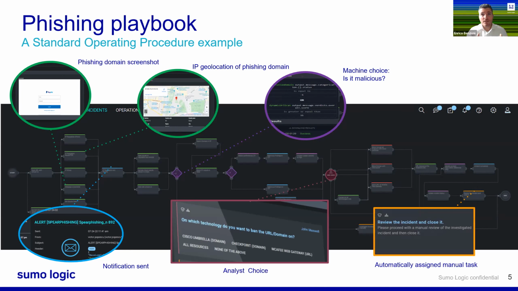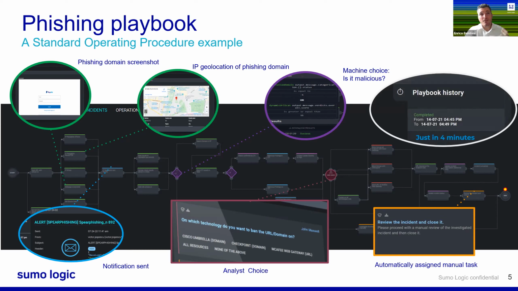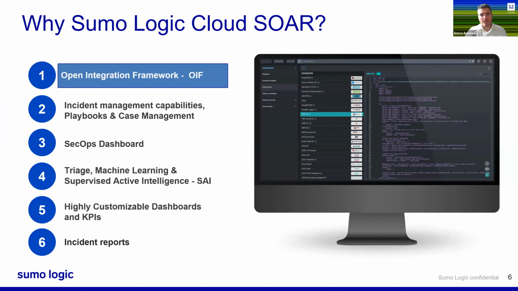So of all the actions in this playbook, just 2 tasks have been activated by a human. This shows you just an example of the time you can save, and you can improve the response time, because in just 4 minutes, you can respond.